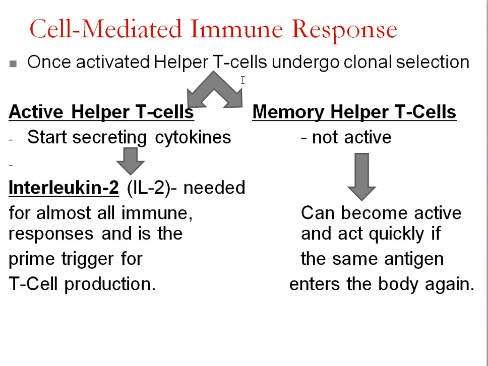So if our activated helper T cell becomes an active helper T cell, then it's going to start secreting its cytokines, because it's really here just to help. And to help, we're going to need those cytokines. We're going to need that co-stimulation to get the rest of the T cells going. So these cells start secreting their interleukin-2, needed for almost all immune responses, and is the prime trigger for T cell production. So that is helper T cell clonal selection. Helper T cells are going to become active helper T cells, and they'll start secreting their cytokines. Memory helper T cells are not active, but they're going to remember for later. If we come across this again, we're going to be ready to go.